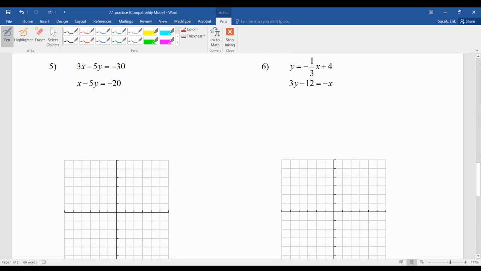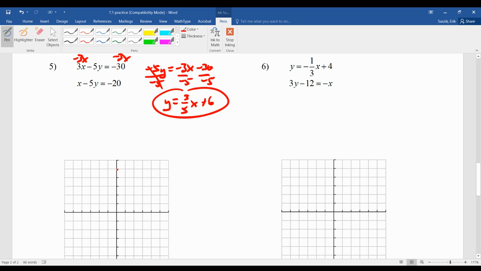All right. On the back, there's some more here. You should try them yourself. Let's subtract 3x. So we get -5y equals -3x minus 30. Y equals 3/5 x plus 6.